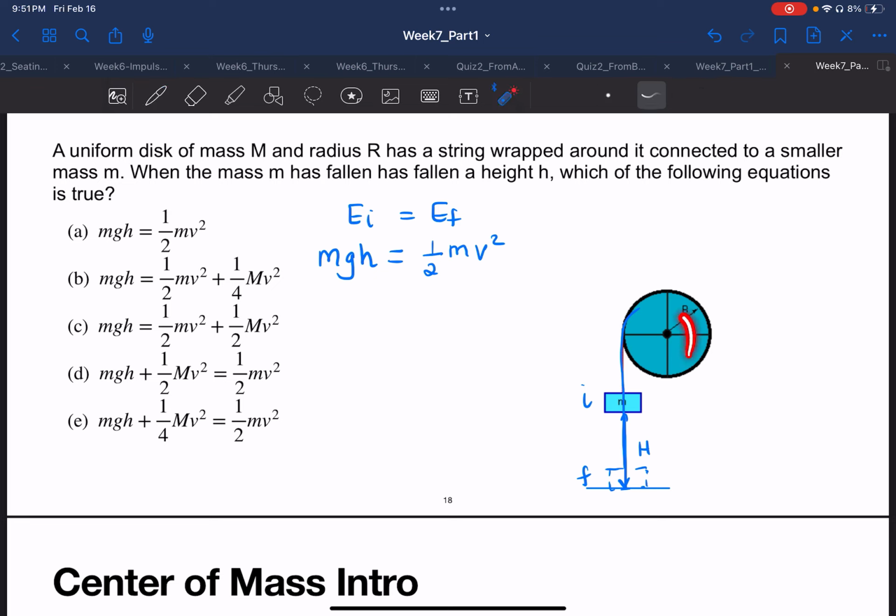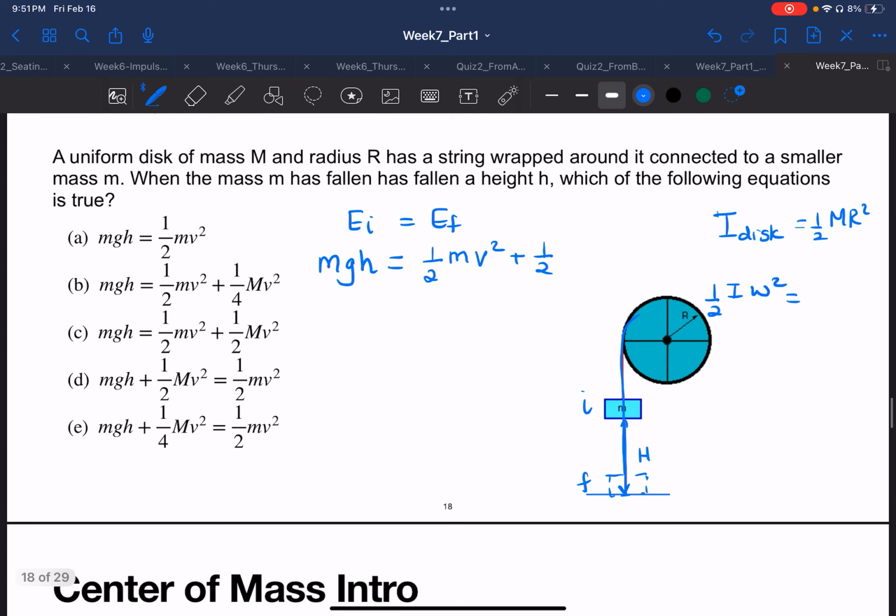And then for the big mass, it's hinged. So it's not translating in any direction. It's just rotating. And since it's rotating, it's got some rotational kinetic energy of 1/2 I omega squared. And I, the moment of inertia for a disk, as you can go back to your table of objects with their moment of inertia, is equal to 1/2 mr squared. So plus 1/2 I omega squared with I plugged in, a half times a half gives us a quarter mr squared omega squared. So we get 1/2 mr squared omega squared.